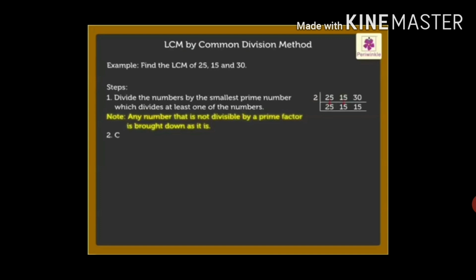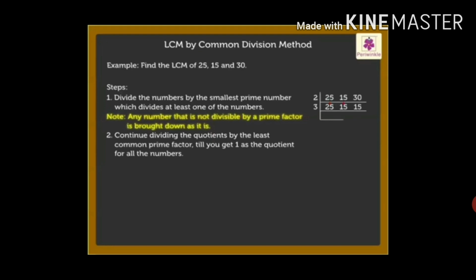Step 2. Continue dividing the quotients by the least common prime factor till you get 1 as the quotient for all the numbers. Now, we take the next prime number, that is 3. 15 divided by 3 is equal to 5. So, we write 5 below both the 15s. But here, as number 25 is not divisible by 3, we bring it down as it is.